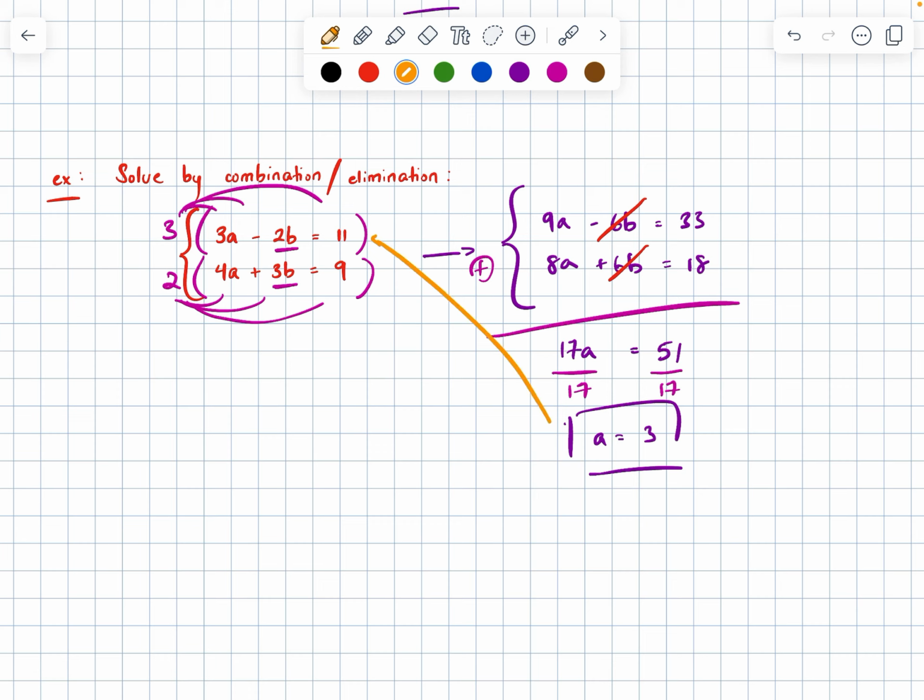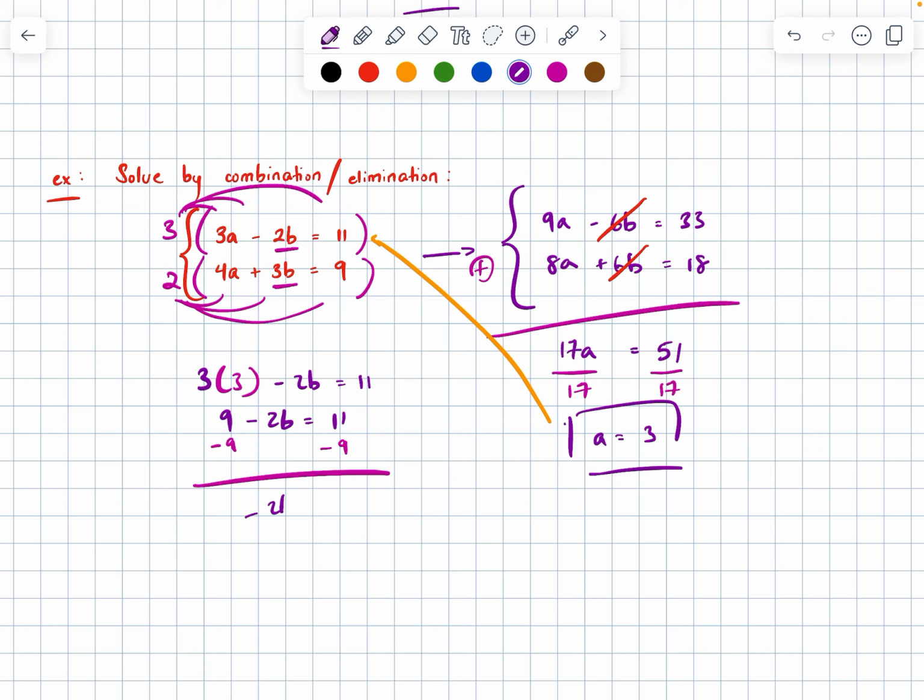Knowing that a is equal to 3, I want to substitute my value of a back in to find the value of b. I'm going to pick the equation on top. I could use either one, but the equation on top has smaller numbers, so I want to use that one. It doesn't really matter, though. So I know 3 times a, which we've just established is 3, minus 2b equals 11. 3 times 3 is equal to 9, minus 2b, or not to be, equals 11.